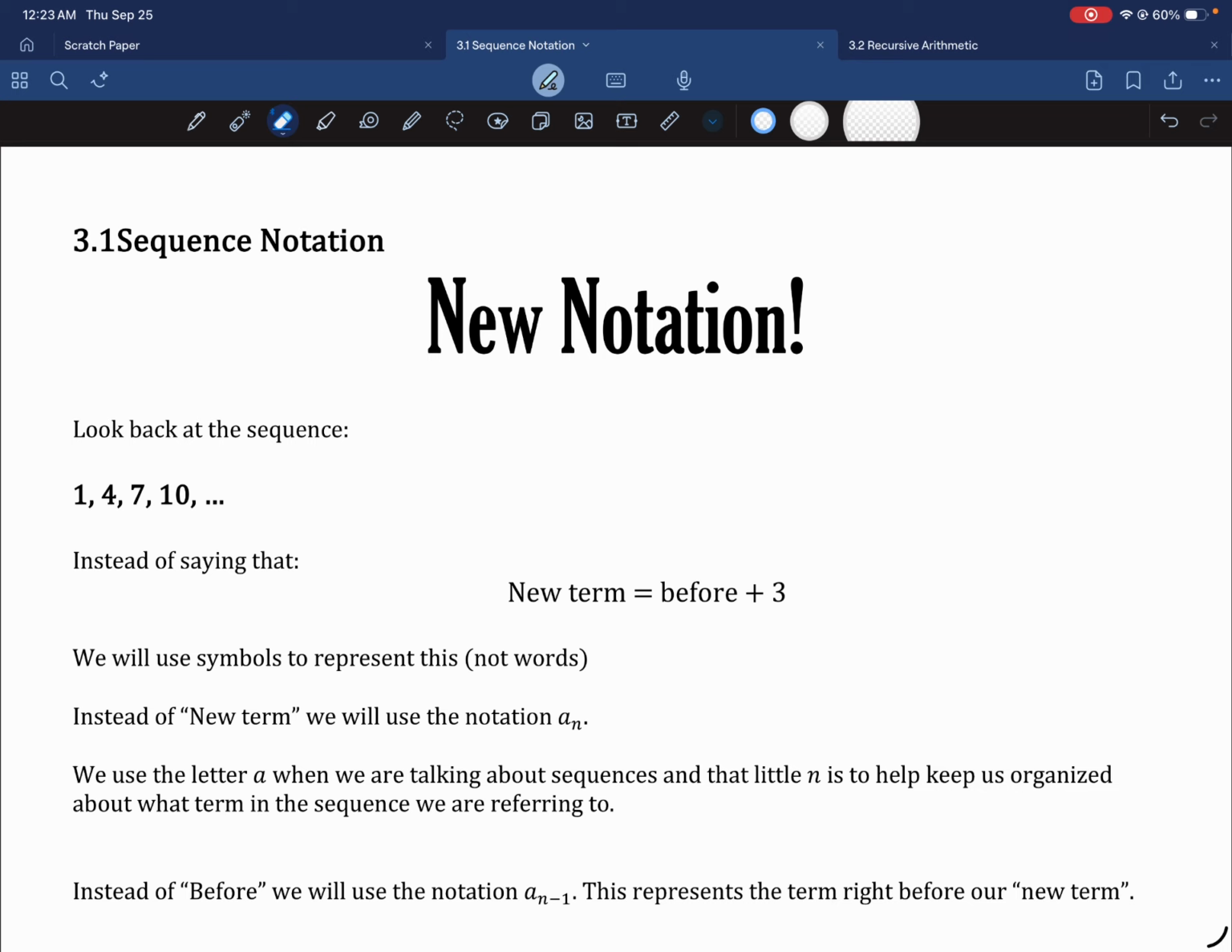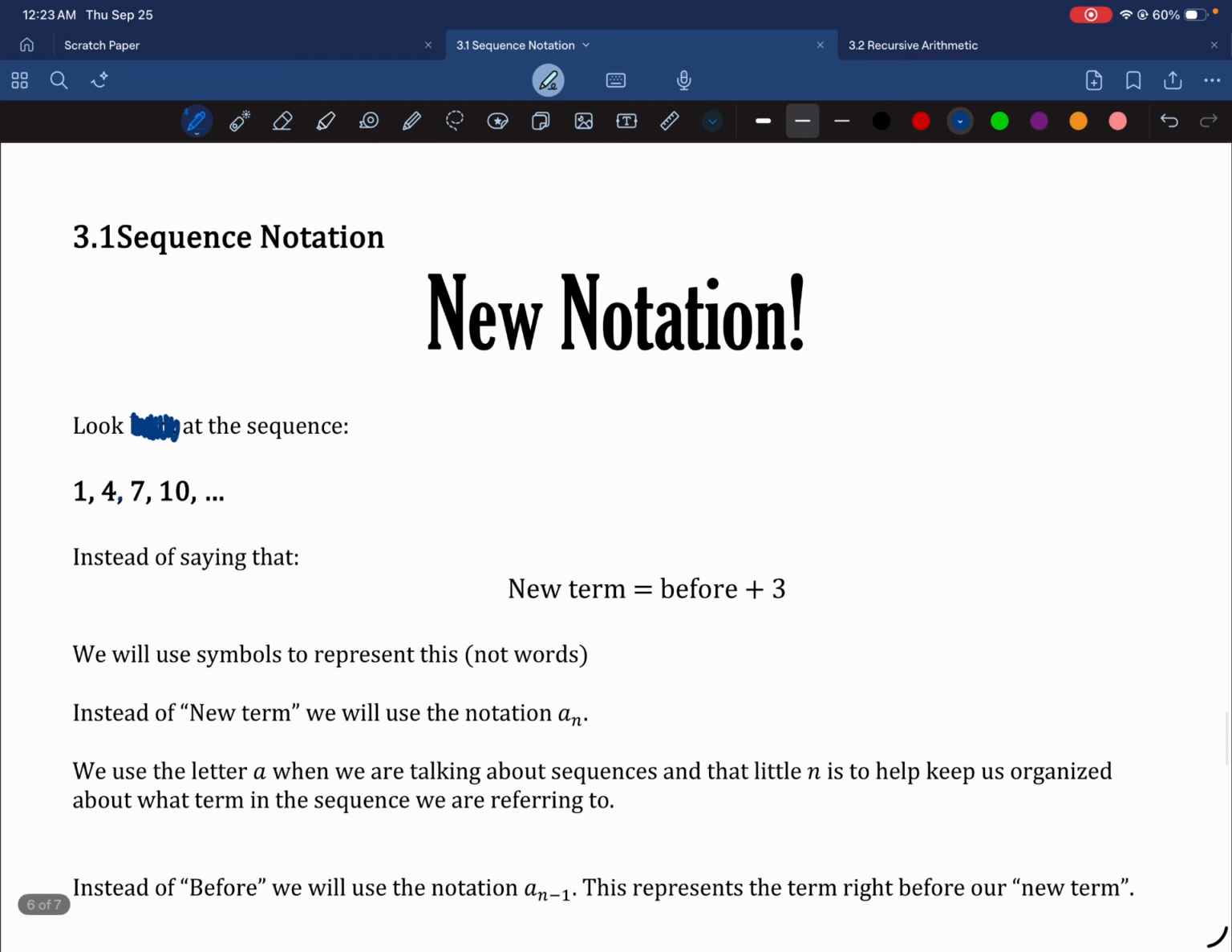Okay, so we should first start by saying what is a sequence. A sequence is like a list of numbers, right? It could just be any numbers in a sequence. We're specifically going to talk about sequences that have patterns in them, but a sequence is just like a list of numbers, okay? So let's take a look at this specific sequence. This sequence is 1, 4, 7, 10, and then it would keep going, all right?